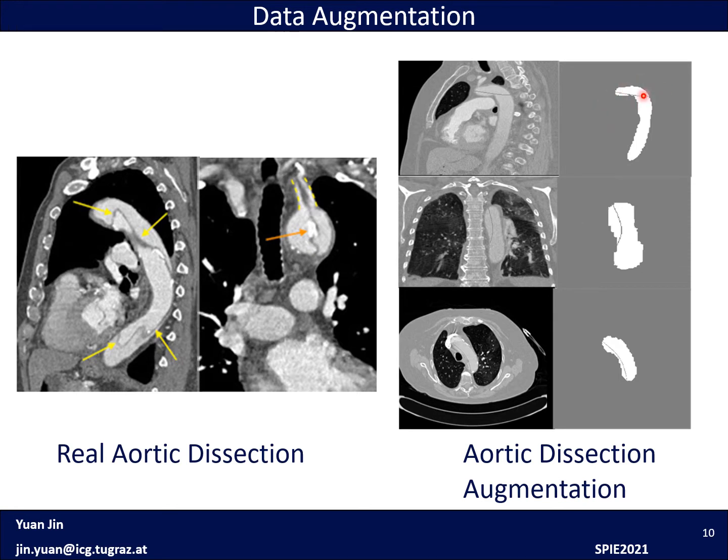We use the curved space to cut through the aorta and generate the fake aortic wall. We use this method to generate fake aortic dissection images for the training.